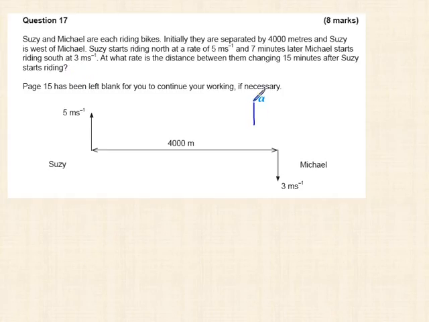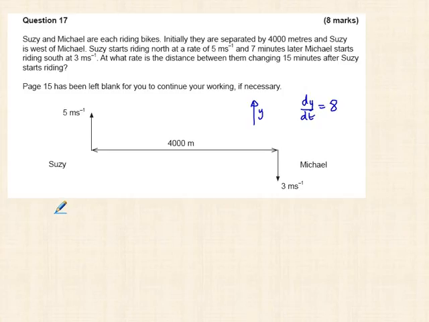If we call this y, then the separation between them in this direction would be dy/dt, and that's going to be 8, because she's going at 5, he's going at 3. So overall, the distance between them in this direction increases at 8 when they're both riding.